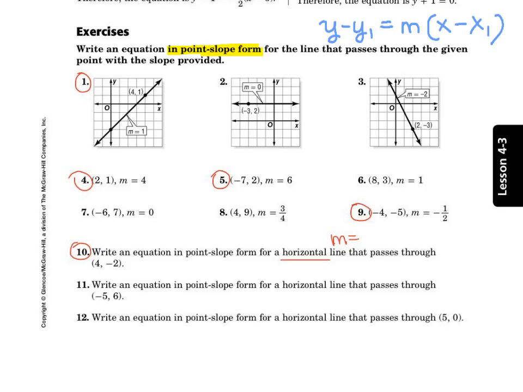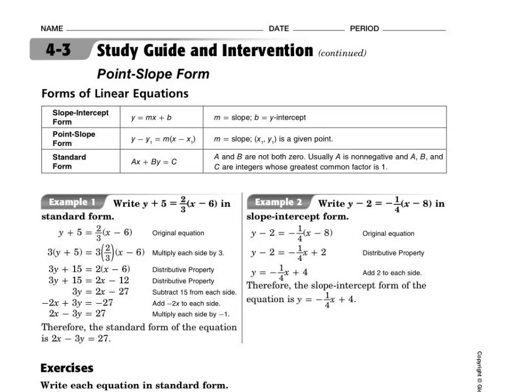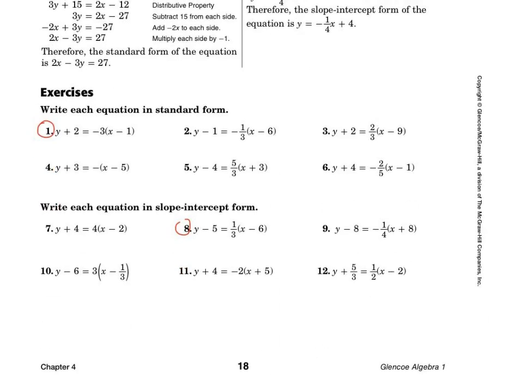Number 10, I want to draw your attention that on number 10, they don't give you the slope of a line. They don't give you what m equals, but they do tell you the line is horizontal. So you need to figure out what that means. If it's a horizontal line, what is the slope of a horizontal line? Okay? All right. Here we go.